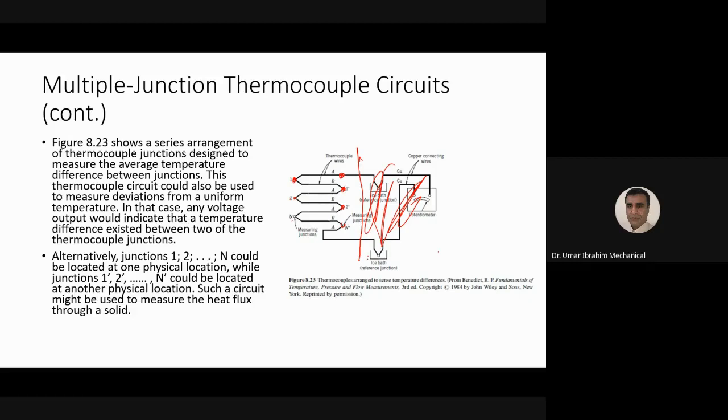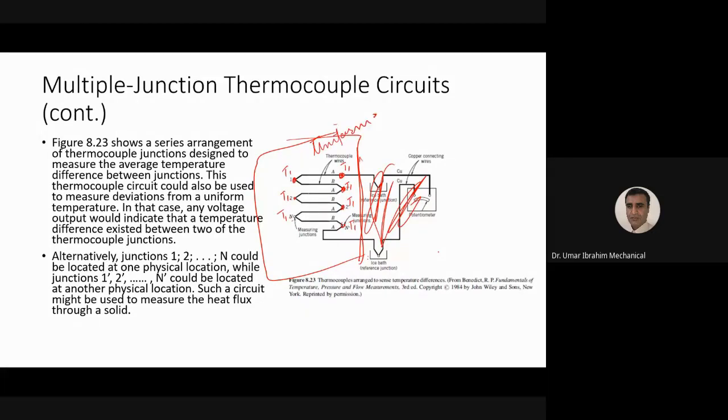It doesn't matter. But let's suppose all the temperatures are the same. T1, T1, T1, T1. If all the temperatures are the same, that means that the surface on which this thermopile is placed, or this combination thermocouple circuit is placed, has same temperature or uniform temperature.